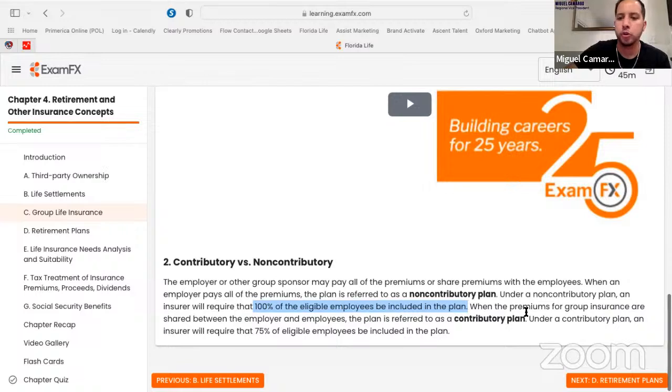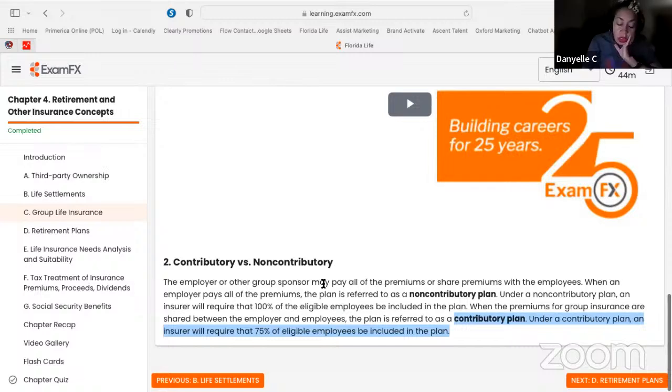And when the premiums of the group policies are shared between the employer and employees, this is referred to as contributory, where the insurer will require 75% of eligible employees be included. You will definitely see those numbers on there. So just know that in your head, however you make that make sense: contributory, 75%; non-contributory, 100%. Let me know if I can move on from there.